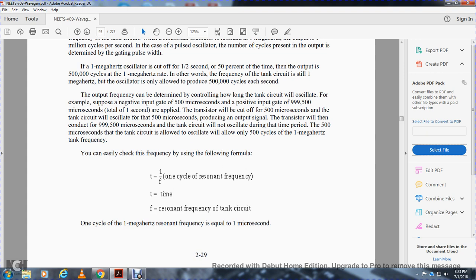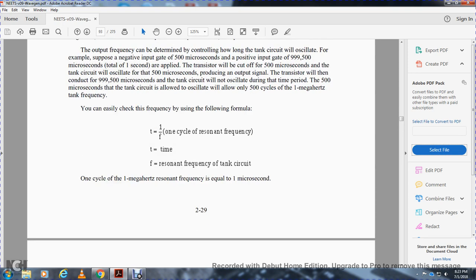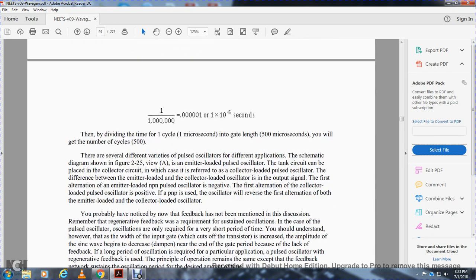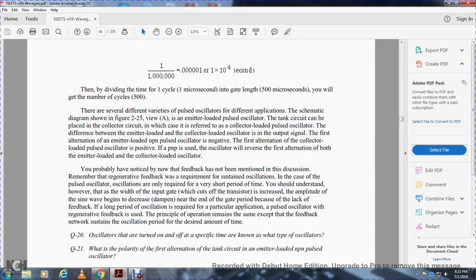Or you can easily check the frequency value with the following formula: the time equals 1 over the resonant frequency of the tank circuit, which is one cycle of the resonant frequency. One cycle of the 1 megahertz frequency is equal to 1 microsecond. Then dividing the time of one cycle into the gate length of 500 microseconds, you will get the number of cycles, 500. There are several different varieties of the pulse oscillator with different applications.